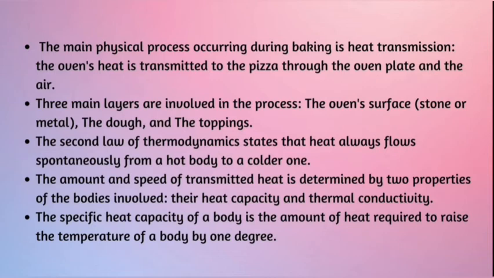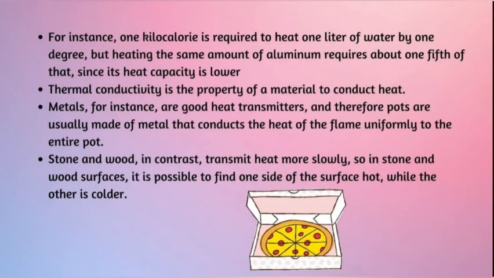The speed at which heat is transmitted is determined by two properties of the bodies involved: their heat capacity and thermal conductivity. The specific heat capacity of a body is the amount of heat required to raise the temperature of the body by 1 degree. For instance, 1 calorie is required to heat 1 liter of water by 1 degree. But heating the same amount of aluminum requires about 1/5 of that, since its heat capacity is lower.